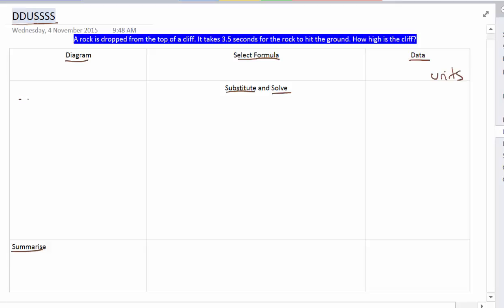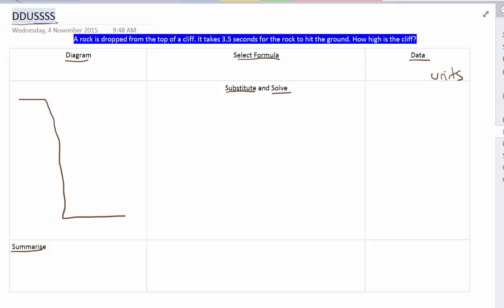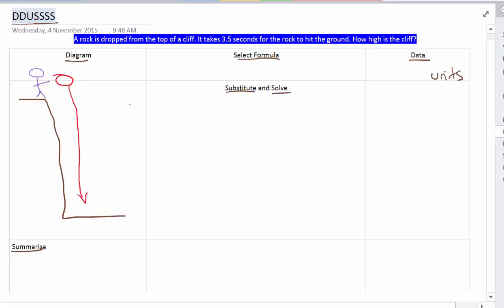So let's firstly draw our cliff, and the little person is going to be standing on the top of this cliff, and they're holding a rock out over the cliff, and that rock is going to be dropped. So here's our rock, and it's going to get dropped in a downwards motion, and in this case it's saying that the rock is going to take a total time of 3.5 seconds to hit the ground, and we want to know how high is the cliff.